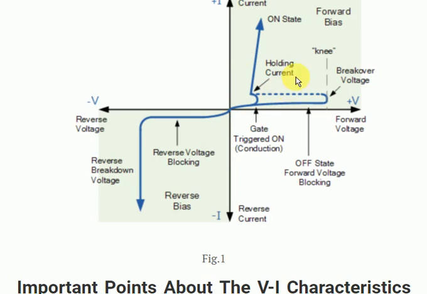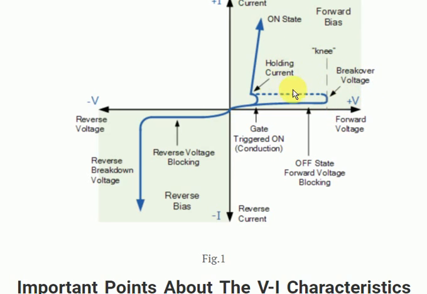This is the forward region. When Ig is equal to 0 and we increase the forward bias voltage, conduction turns on, and suddenly there is a heavy drop of voltage. This maximum voltage is called the breakover voltage or knee voltage.